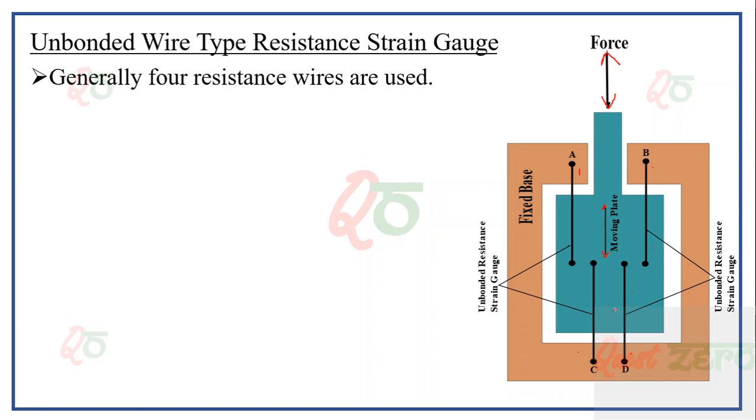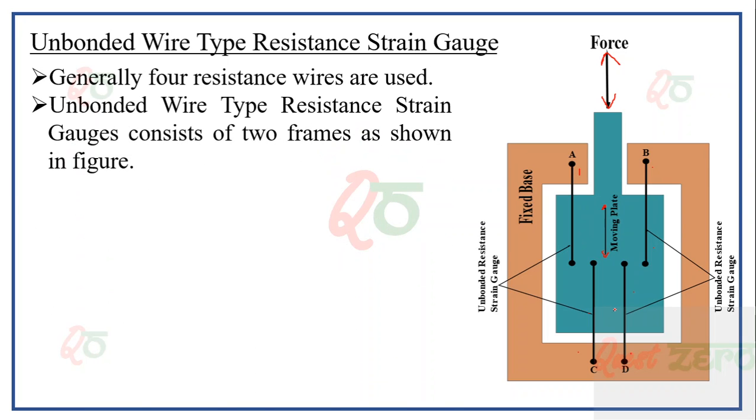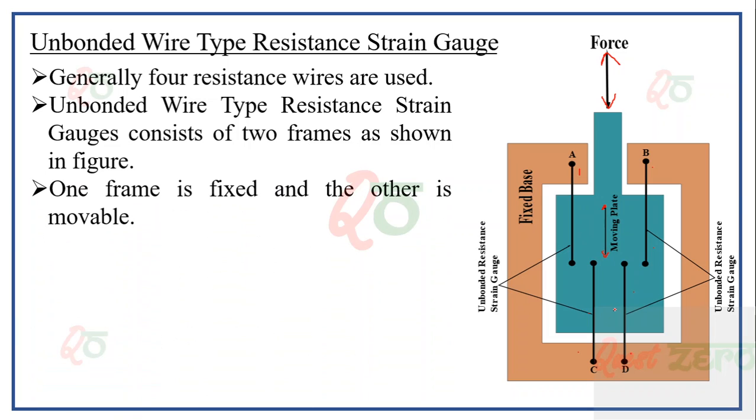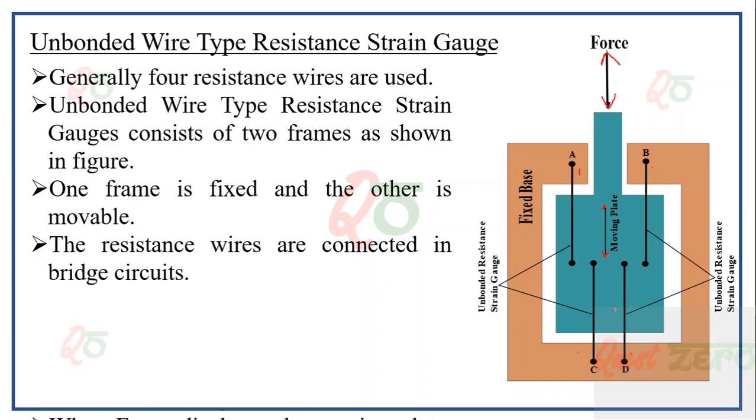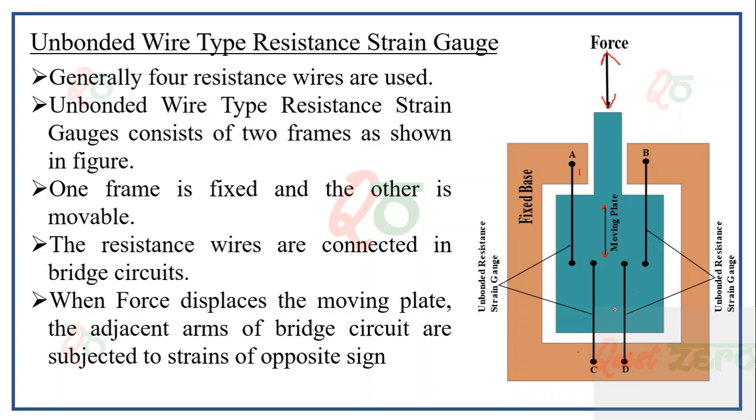As I told you, the four resistance wires will be connected in a bridge circuit, generally a Wheatstone bridge network. So the ratio between the A, B, C, D resistances will change. With that, the voltage read on the galvanometer or the potentiometer will be used as a measurement of the displacement that has taken place because of the application of force.